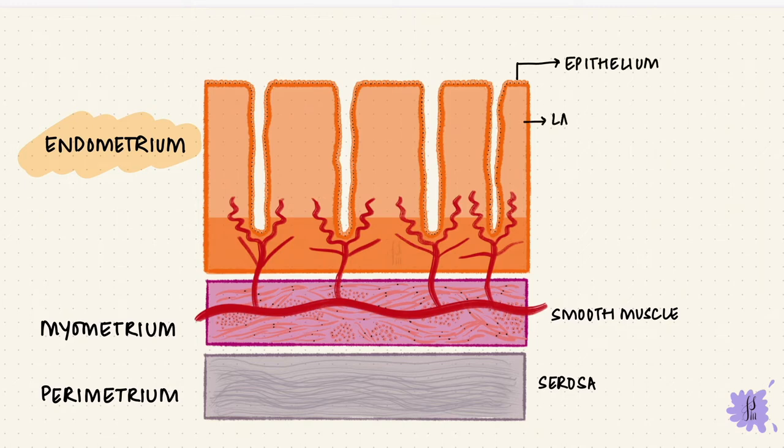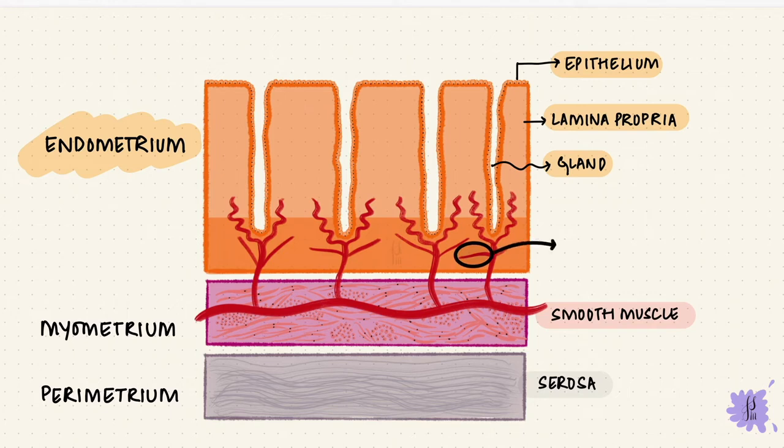Below that is a lamina propria. The epithelium extends down into the lamina propria, forming glands. The uterus is supplied by uterine arteries. These arteries branch and form arcuate arteries, radial arteries, but what we need right now are the straight arteries and the spiral or the coiled arteries.